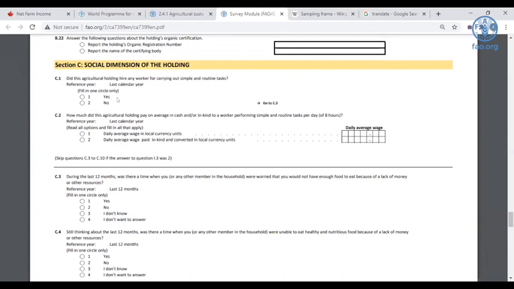So let's say, for example, the first sub-indicator in the social dimension, all you need to have is two questions integrated into your current agriculture statistical survey. And mind you, usually the information on labor is already there. You only need to have maybe one additional question there, okay?